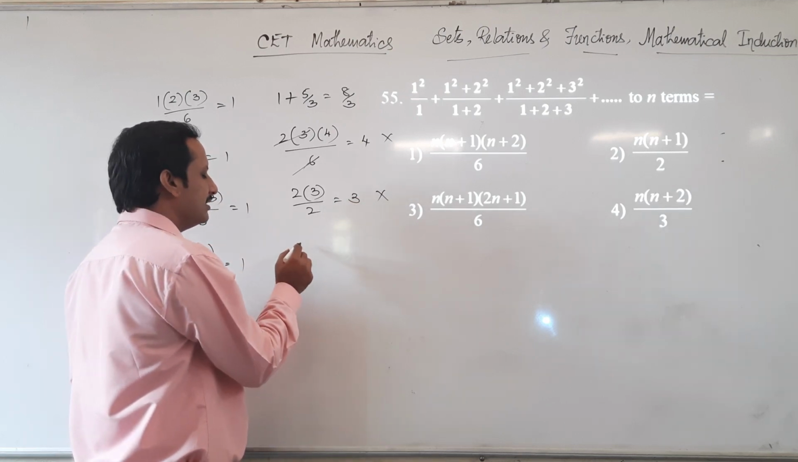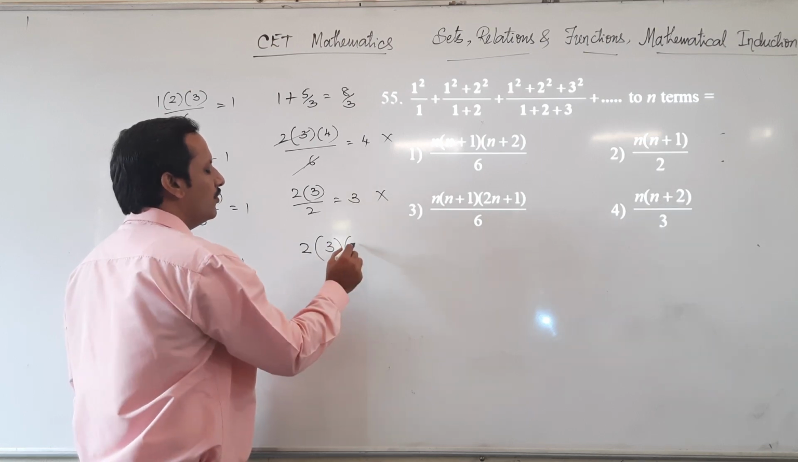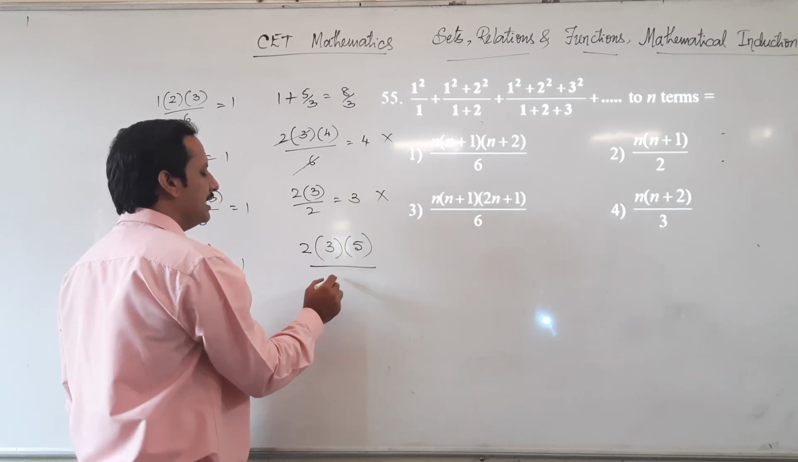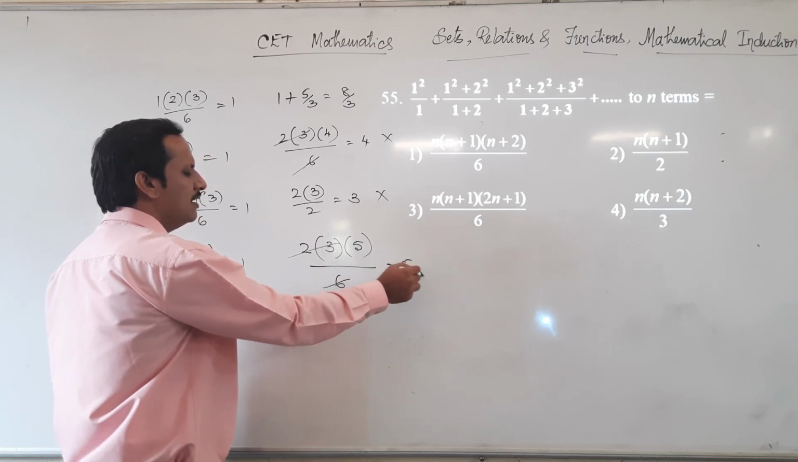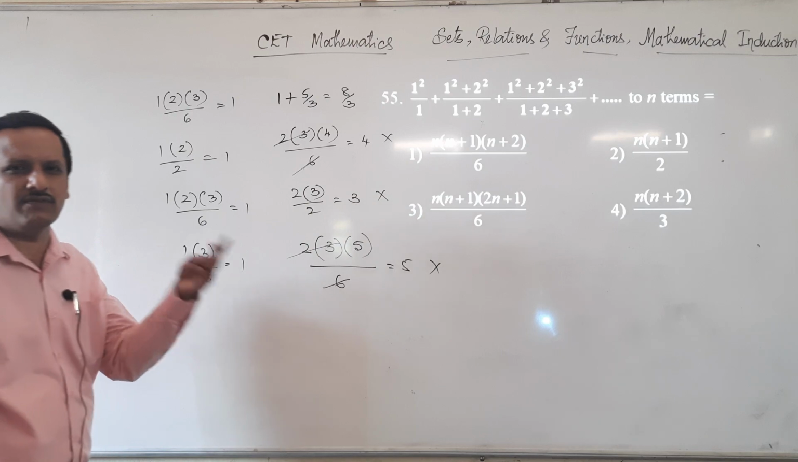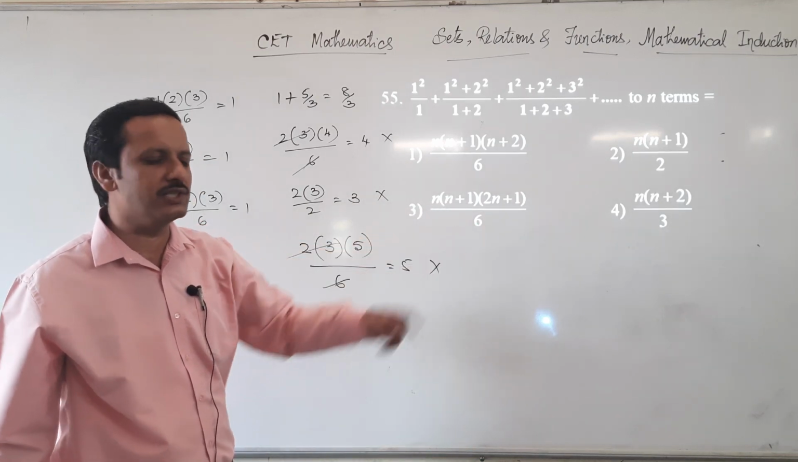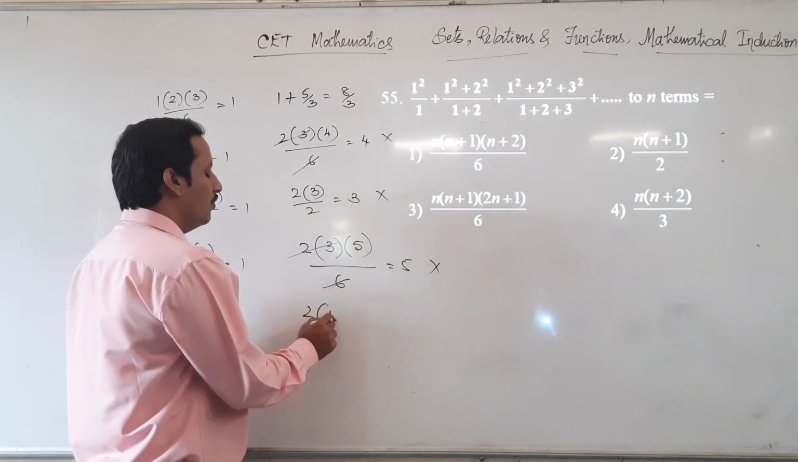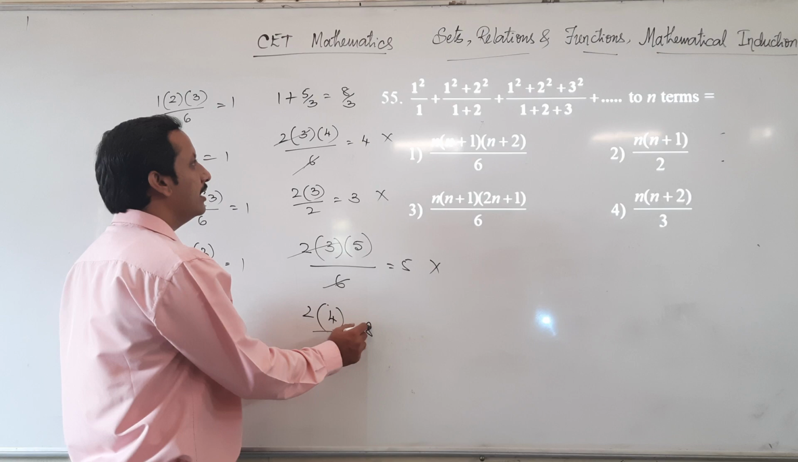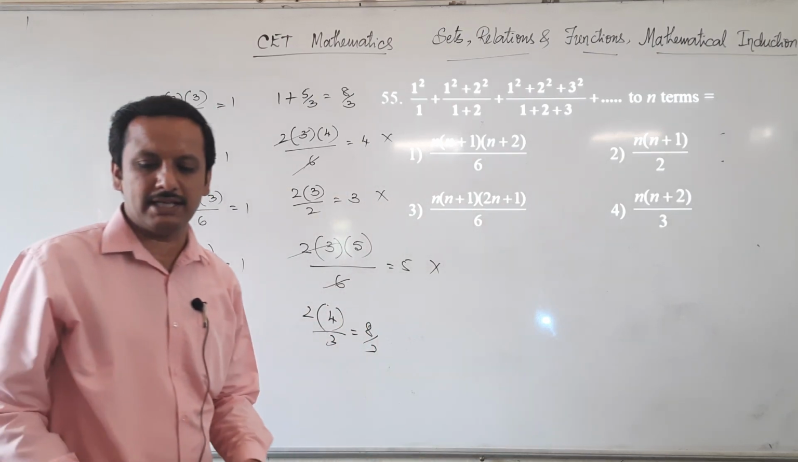Look at the third option. If I put n equal to 2, I am going to get 2 into 3 into 2 into 4 plus 1, 5 by 6. So 6 gets cancelled, we get 5, this cannot be the answer. Therefore, the fourth option has to be the answer. You can check. Put n equal to 2, we are going to get 2 into 2 plus 2, 4 by 3, 2 into 4, 8 by 3. So the fourth option is the answer.